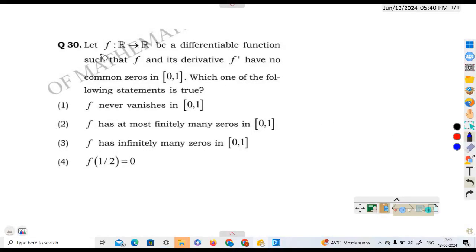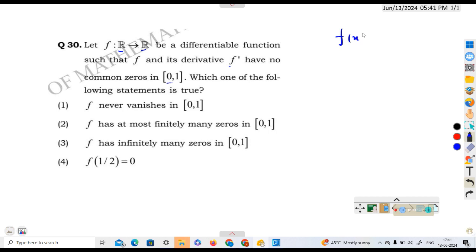This is a question from CSIR NET 2023. Let f from R to R be a real valued differentiable function such that f and its derivative f dash have no common zeros in the closed interval 0 to 1. Which one of the following statements is true? f never vanishes in 0 1, f has at most finitely many zeros, f has infinitely many zeros, f(1/2) is 0. So let us consider a simple example.